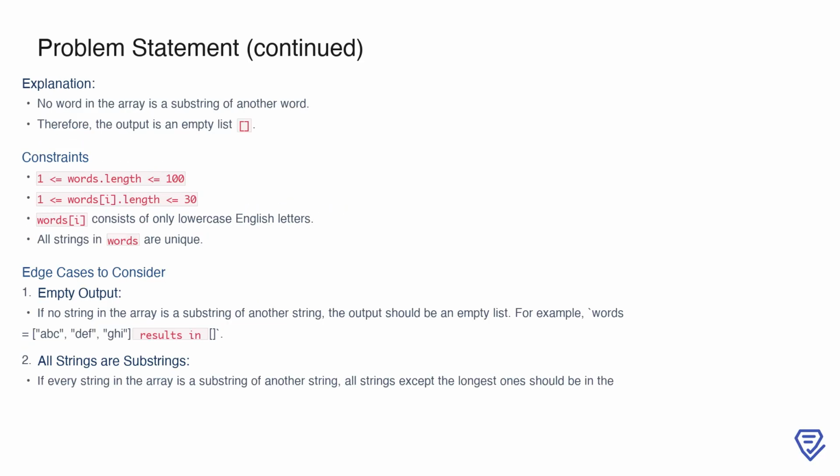In a different case, consider the input words equals blue, green, bu. Here, no string in the array is a substring of another string. For instance, while bu appears as a part of blue, it is not a contiguous block. Similarly, blue and green are standalone and not substrings of any other strings in the array. As a result, the output for this input is an empty list, indicating that no substrings were found.